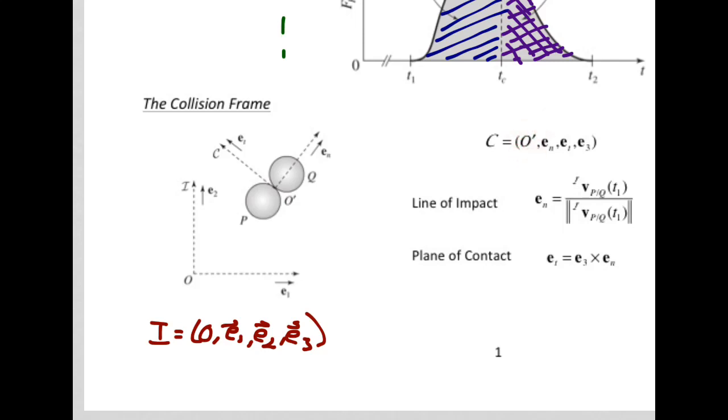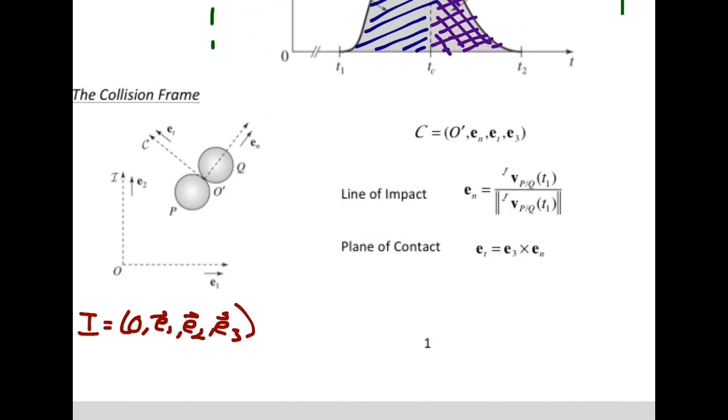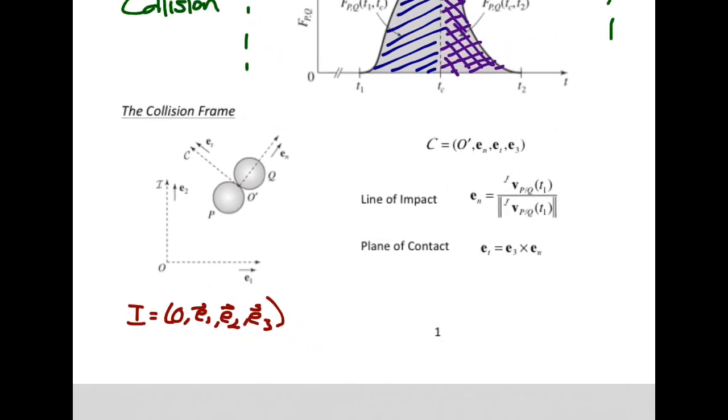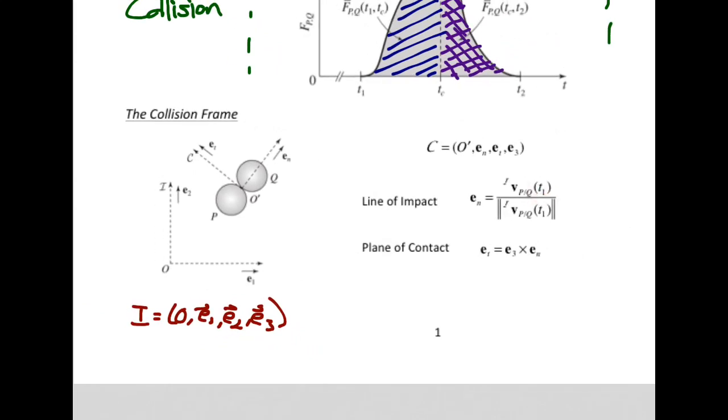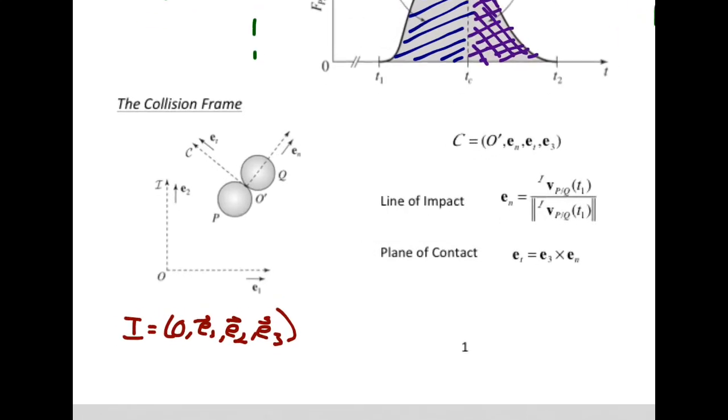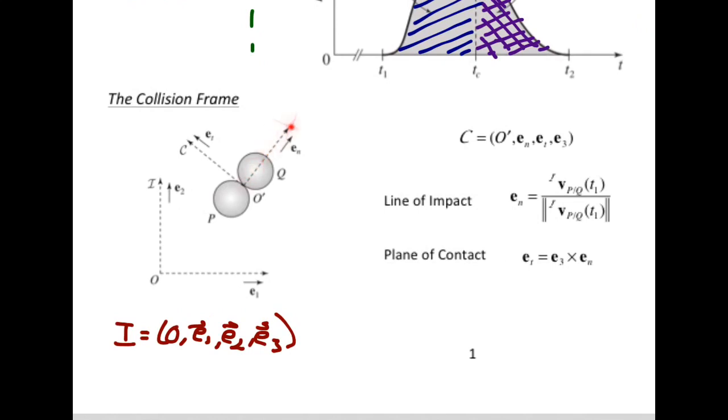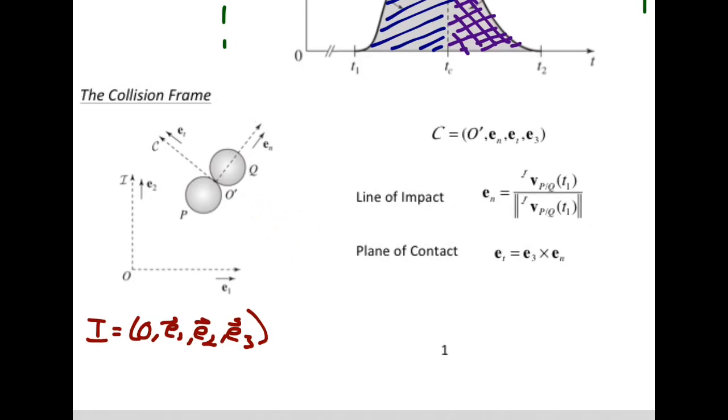And then the first unit vector that we'll define for our basis will be E sub n. And E sub n is defined as the velocity of p with respect to q at time 1 divided by the norm of the velocity of p with respect to q at time 1, which is the magnitude. And so this is going to give us a unit vector, as you can see in this sketch, that's perpendicular to this plane of impact in between the particles. And so this is called the line of impact, and that's defined by En.